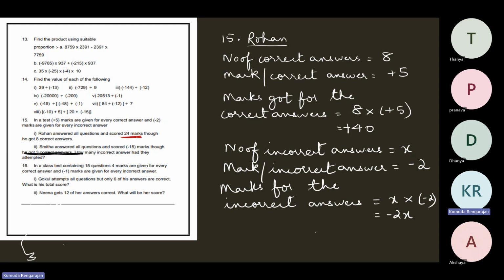Now these two put together, what is Rohan's total score? He scored 24 marks. So the marks he's got for correct answers and the marks for incorrect answers together is equal to 24 because the total score is 24. So the equation is 40, which he gets for answering 8 questions correctly, and minus 2x, which he gets for the incorrect answers. These two together is equal to 24. This is the equation.